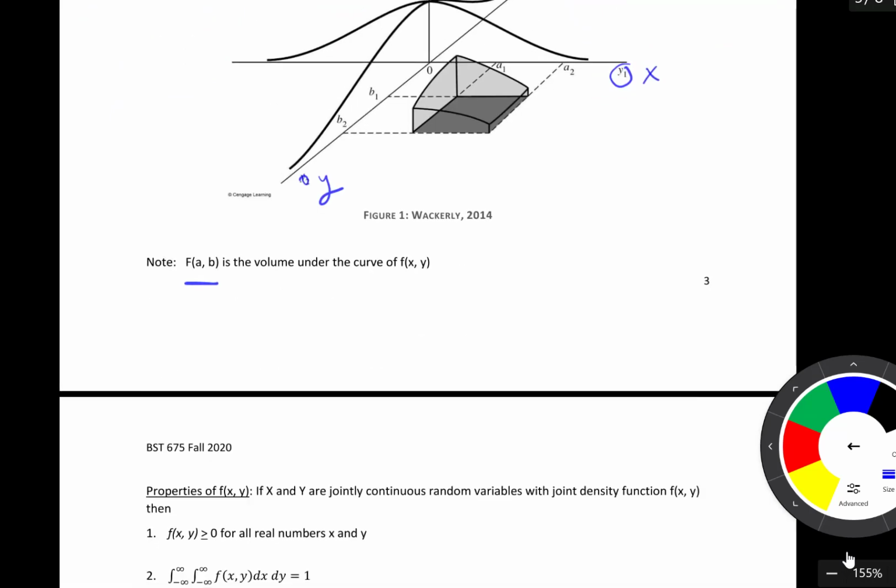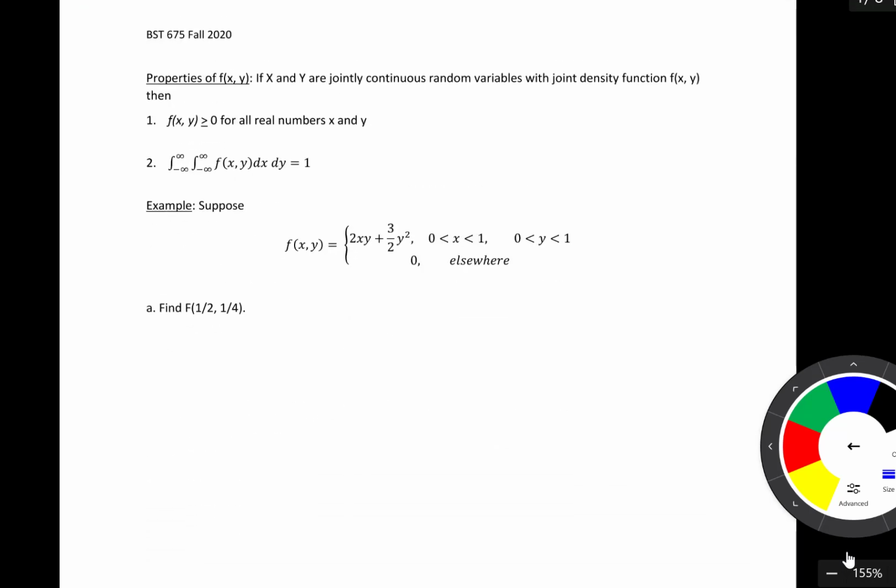Next, let's look at a continuous example. So the properties of lowercase f of x, y, if x and y are jointly continuous random variables with joint density function, then the following holds true. Well, we know it's always going to be greater than or equal to 0. We never dip below the x-axis, or in this case the xy plane. And then we also know if we integrate over the sample space of both x and y, that is going to have to be equal to 1. So just like before where we saw the area under the curve was equal to 1, now we're in three-dimensional space, so the whole volume under that region is going to be equal to 1.